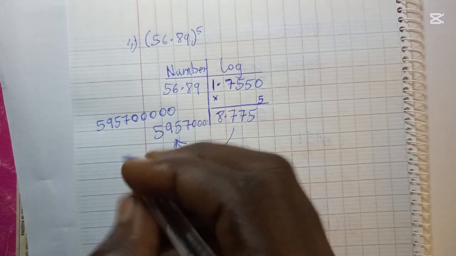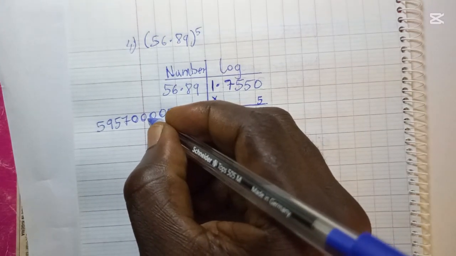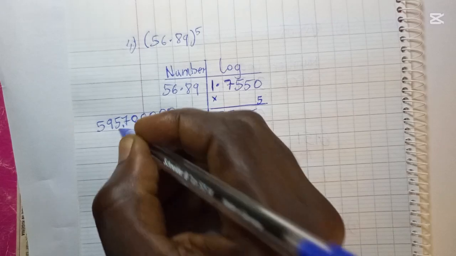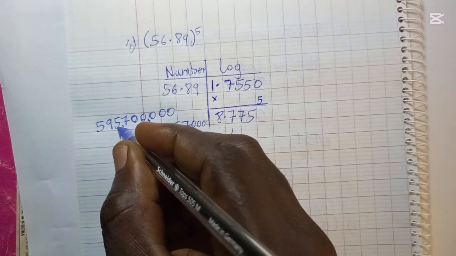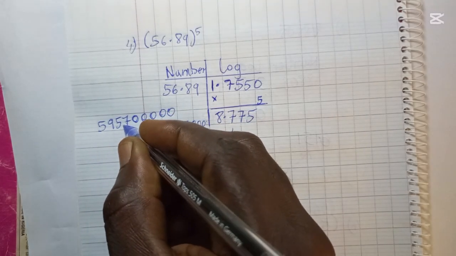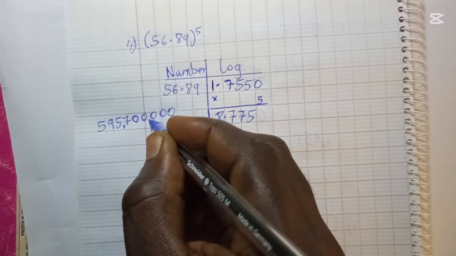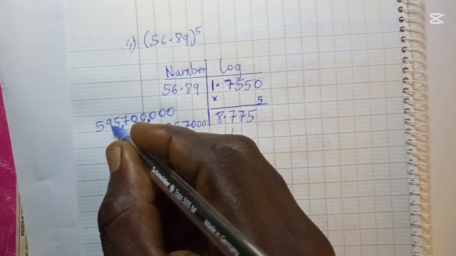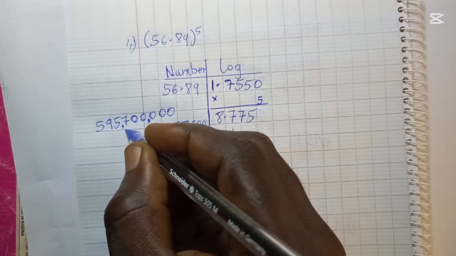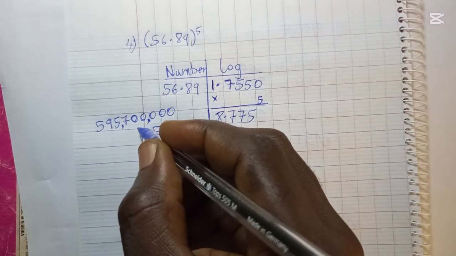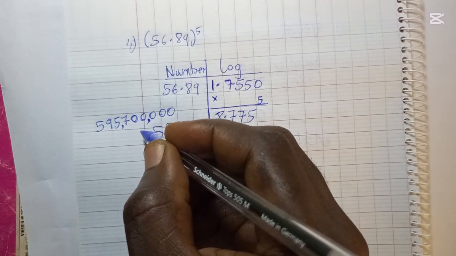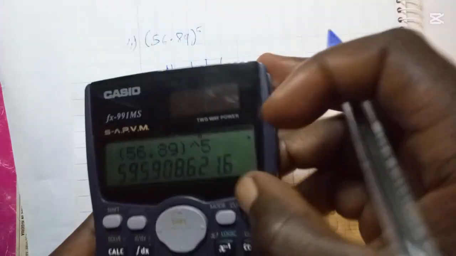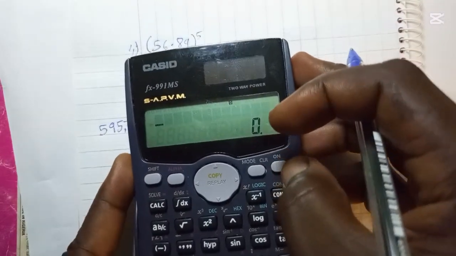So our answer, separated with the decimal, is about 595 million. We have 595,700,000.